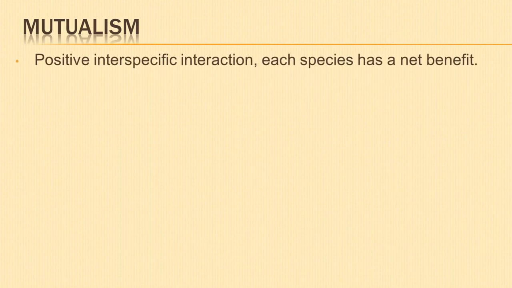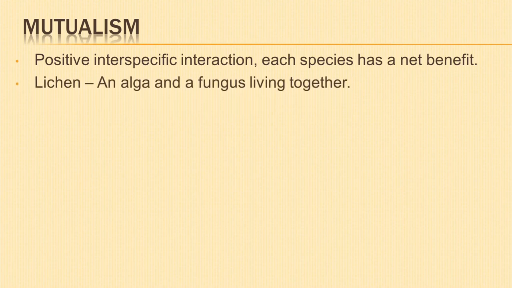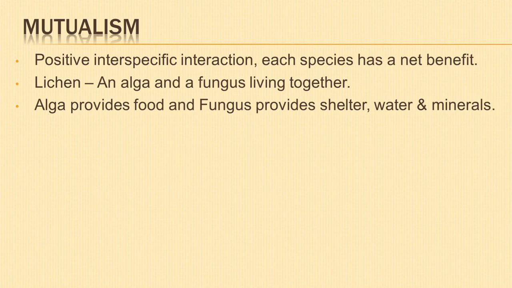Mutualism is a positive interspecific interaction between individuals of different species that results in positive effects, that is, each species has a net benefit. Example, lichen consists of an alga and a fungus living together. The photosynthetic alga forms simple carbohydrates that, when excreted, are absorbed by the fungus. Fungus contributes by protecting the alga and provides water and minerals to it.